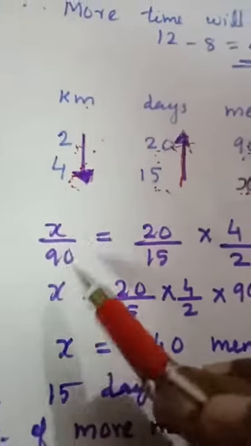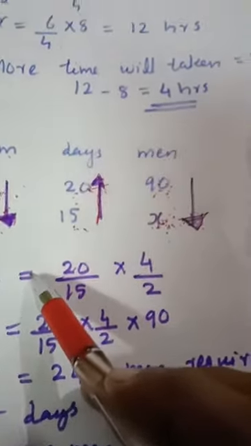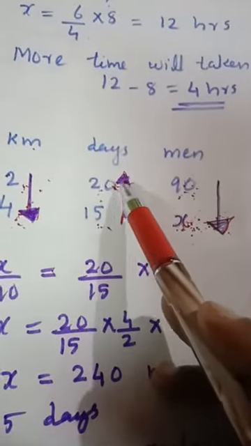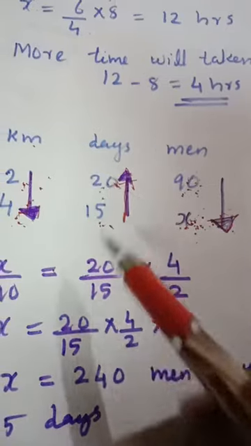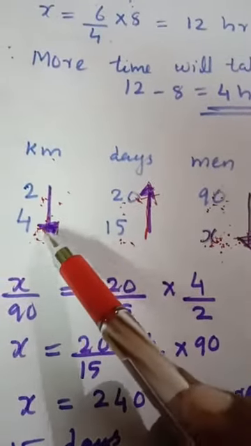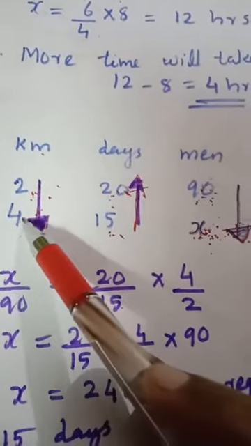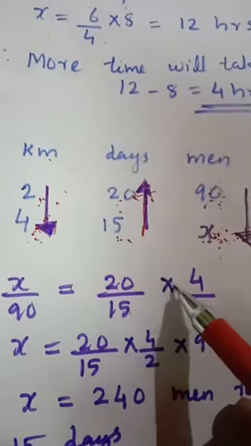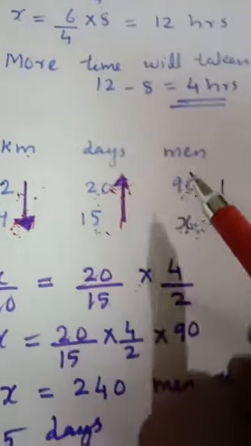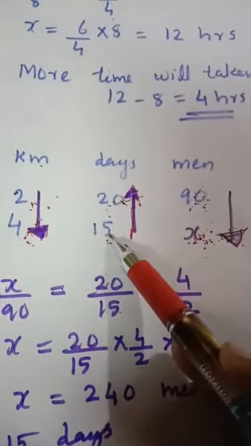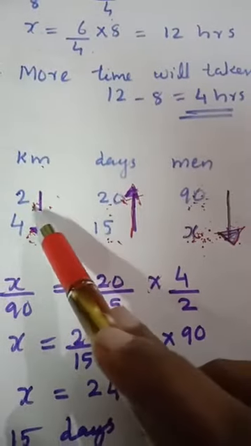X by 90 is equal to, see, 3 quantities are there. Then how to write this arrow? Top of the arrow should be here. So 20 by 15 into, and here the top of the arrow is near to 4. So 4 by 2. 4 should be written first and put an into mark here. Okay, x by 90 is equal to 20 by 15 into 4 by 2.